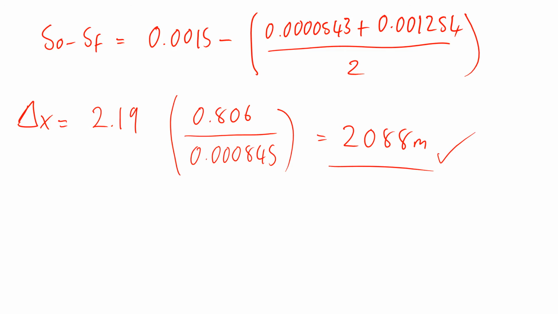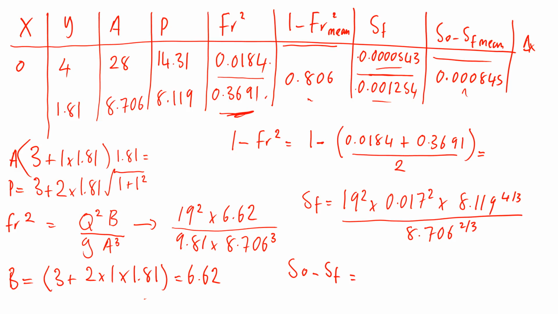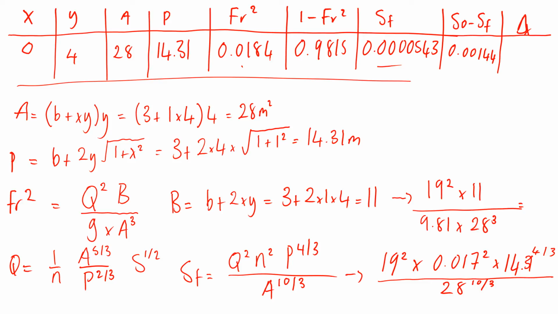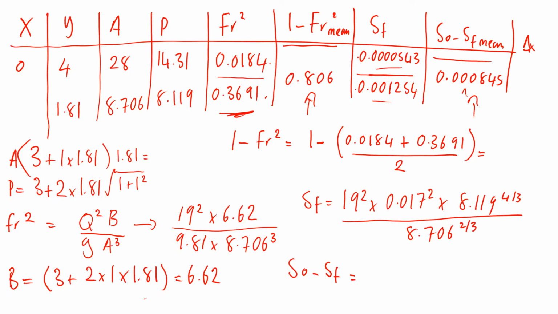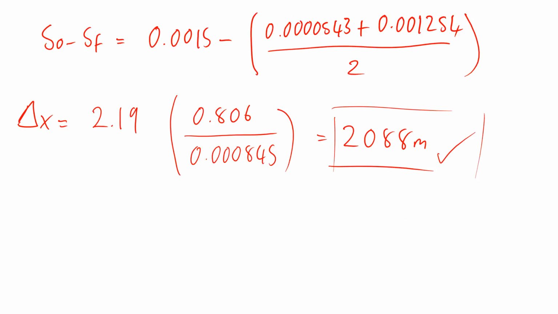So just choose one method. Either you want to choose the mean method, so you'd start off by doing the first row, and then you do the second row to get f of r squared again, to get s of f again, and then take the mean to calculate the values in these two columns. Or you can just do a single row and get an answer. So both methods will give you an answer. Obviously this answer is more accurate, but in the examination, if you do both and get the correct answer, you'll get 15 marks.